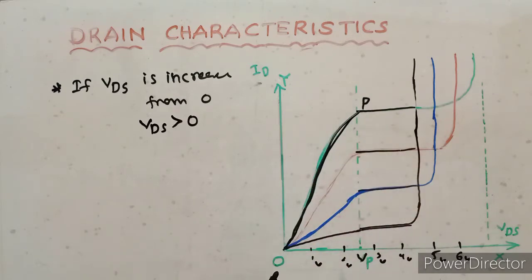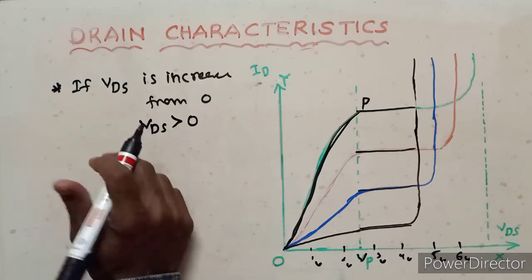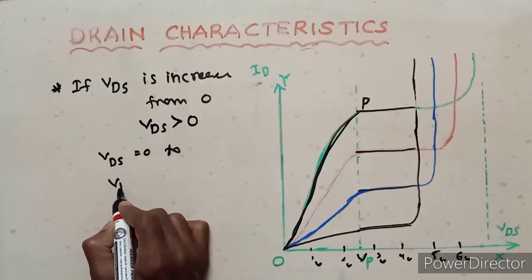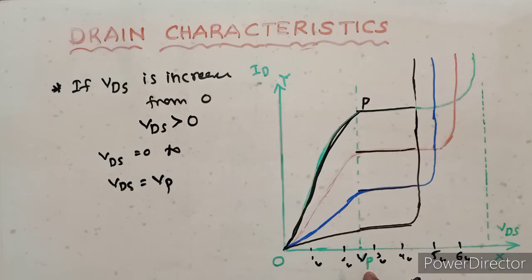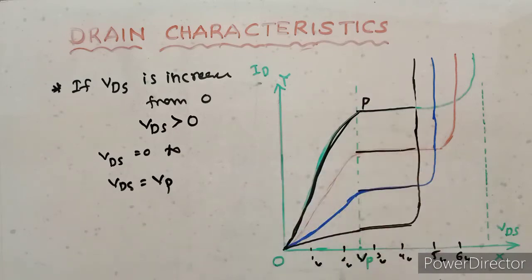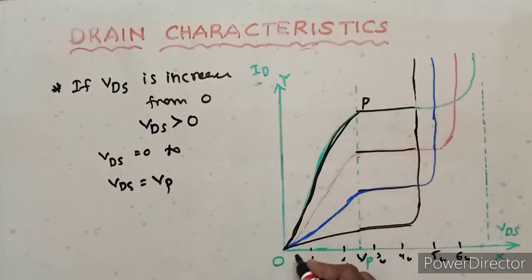In this region, VDS goes from 0 to VDS equals VP. So this is the VP. The value of the voltage between drain and source equals the pinched off voltage. So this is the VP and also this is the VDS. This is called the pinched off region.